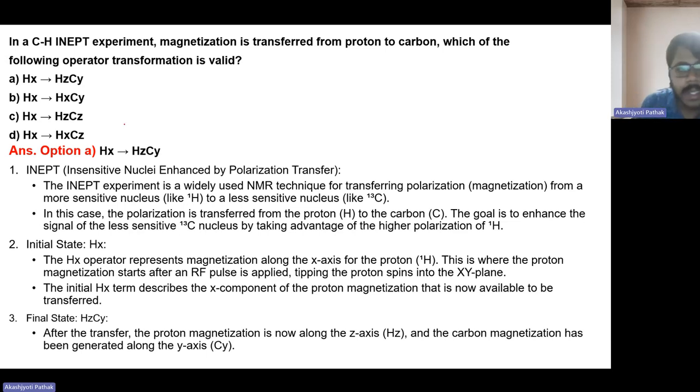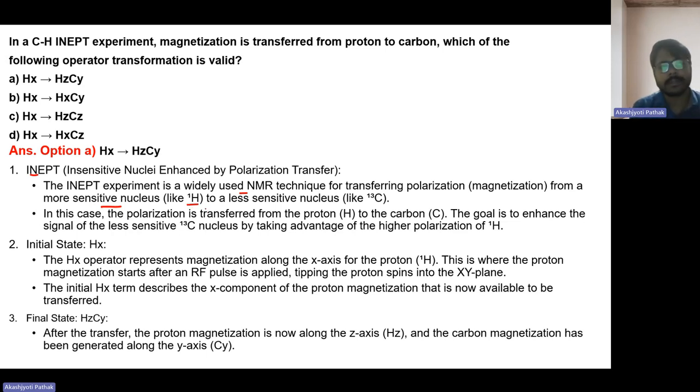In this INEPT experiment also, we are trying to achieve polarization transfer only, like in the case of the Nuclear Overhauser Effect, NOESY and ROESY. Here also we are doing polarization transfer, and we are trying to enhance the sensitivity of one of the nuclei which is not very sensitive to NMR signals in NMR spectroscopy.